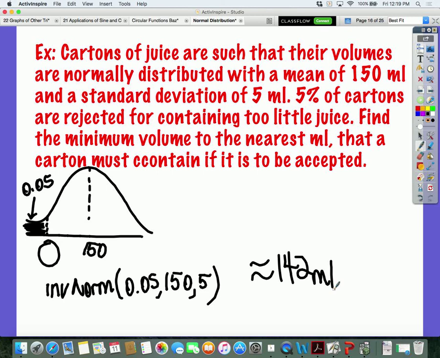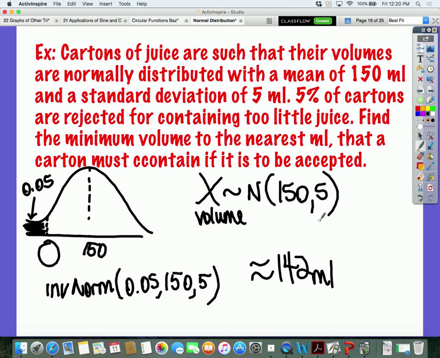Okay. Do we have one more? And you can identify it if they give you the probability and ask for the value. Well, they can say minimum or maximum volume. The thing is that it basically tells you in the very beginning, the cartons of juice are such that their volumes are normally distributed. Okay, so that random variable X represents your volume of juice, normally distributed with a mean of 150 and a standard deviation of 5. So you'll know that, hey, I'm looking for that X value since they're asking me to find a minimum volume.